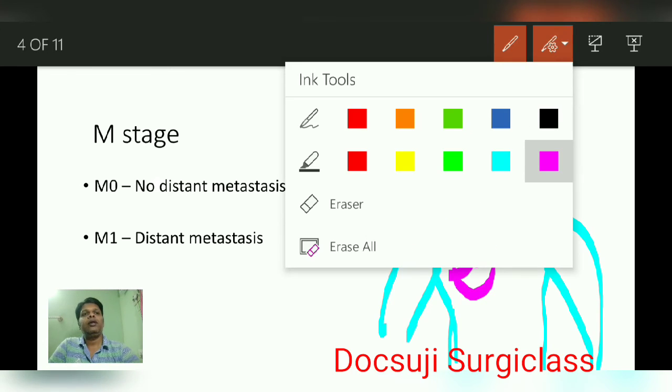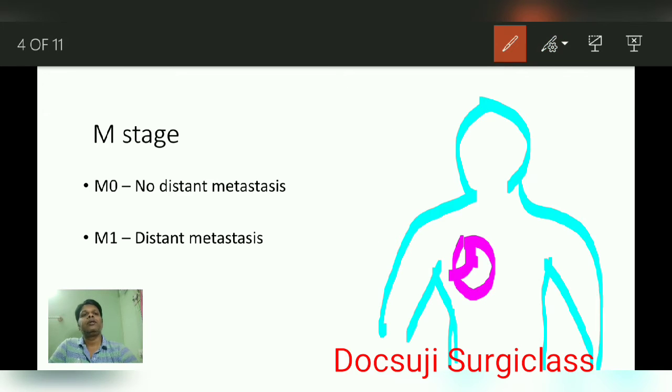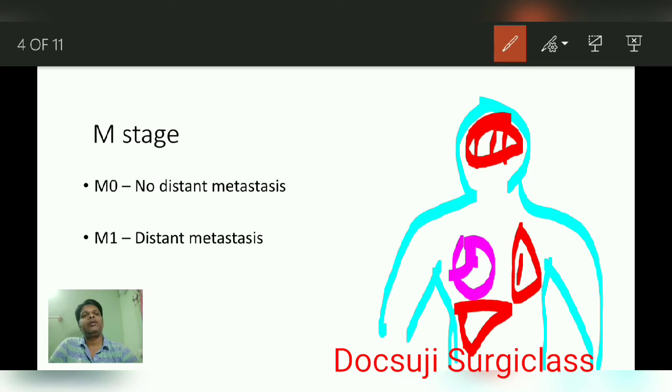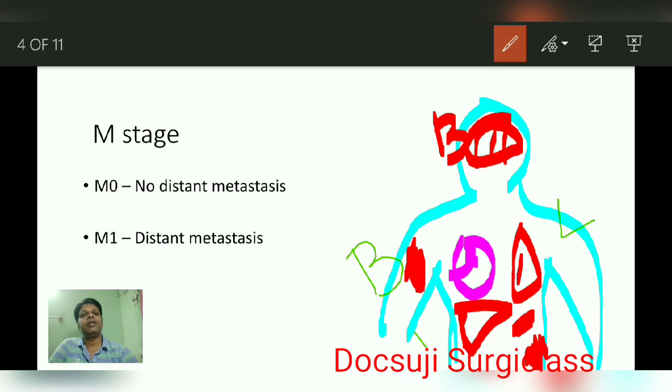From this, where all can it spread as a distant metastasis? Number one, it can spread to the brain, or to the lungs, or to the liver, or to the bones, like the proximal end of the humerus, the proximal end of the femur, the vertebra, and the adrenal gland. So these are some sites where you can get a distant metastasis. I repeat again: you can get it in the brain, the bone, the lungs, the liver, and the adrenal gland. So these are the locations where you will get distant metastasis.